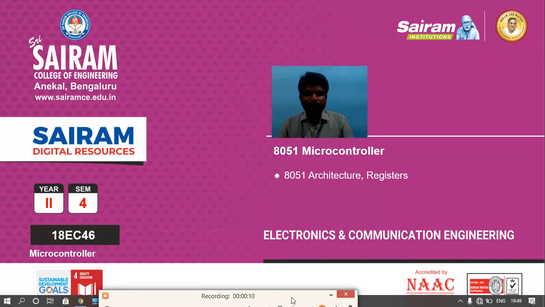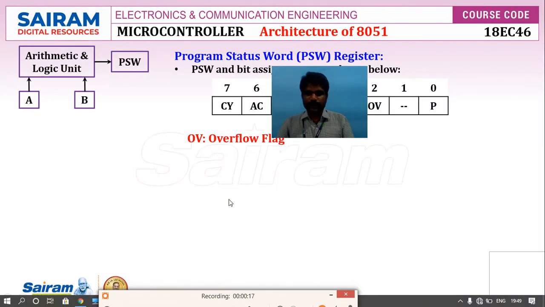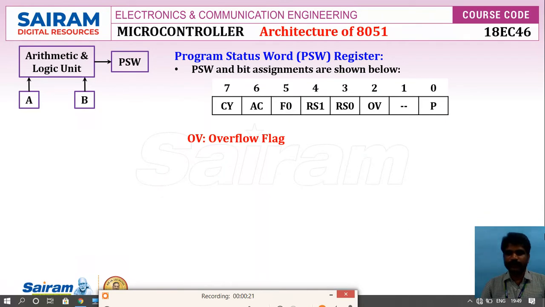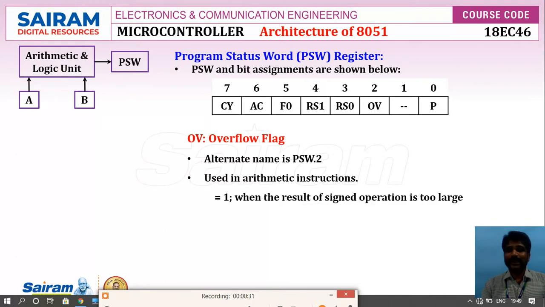So good morning. In continuation of the previous video on 8051 architecture, I'm going to explain the overflow flag. I was explaining the PSW register overflow flag. Its alternate name is PSW.2, and it is used in arithmetic instructions. It is set to 1 when the result of a signed operation is too large.